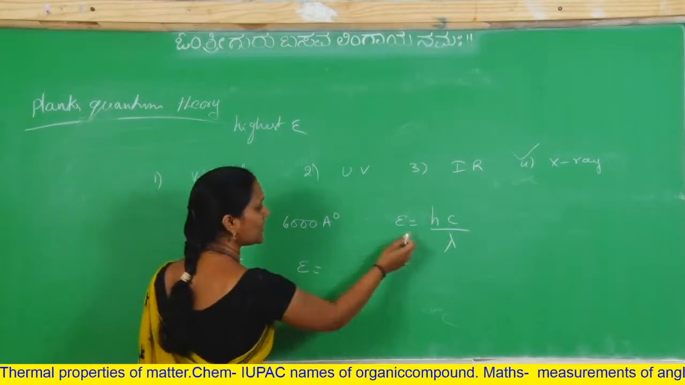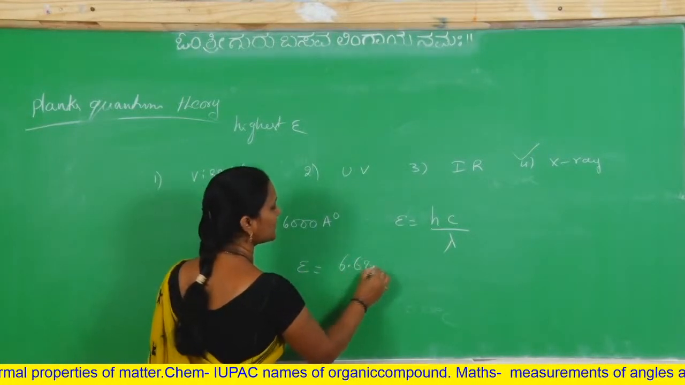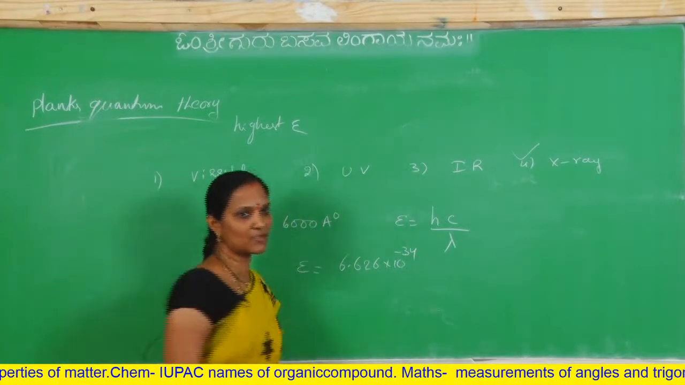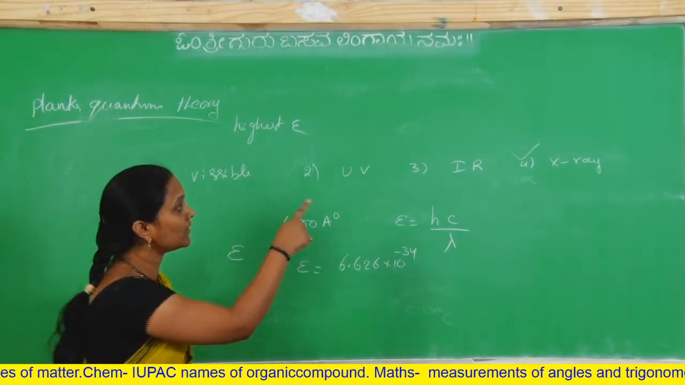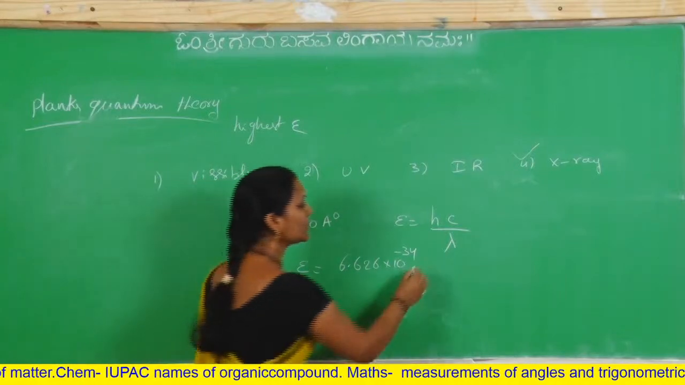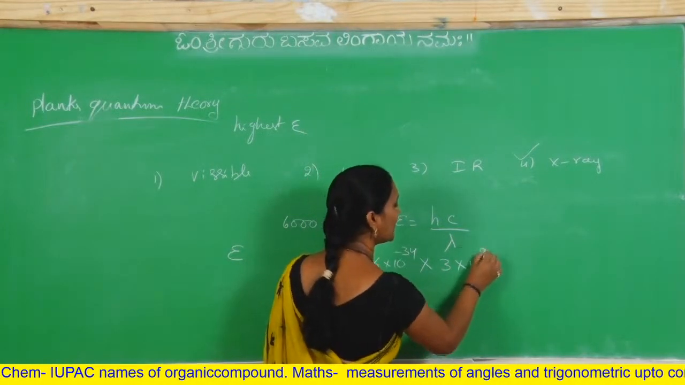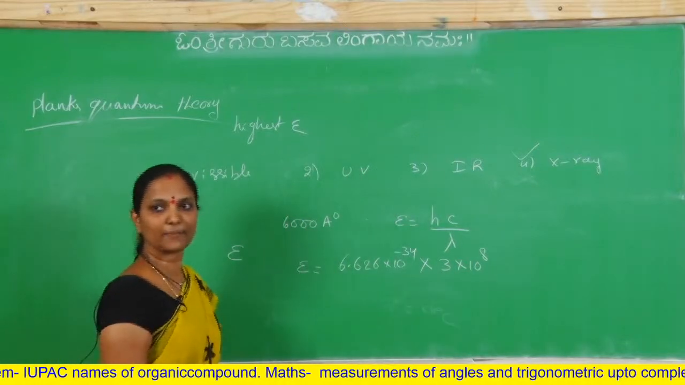What is the value of h in joules? 6.626 into 10 power minus 34 joule second, that is the h value. Anyhow, we learned that h value. Into c in meters, what is the value? 3 into 10 power 8.